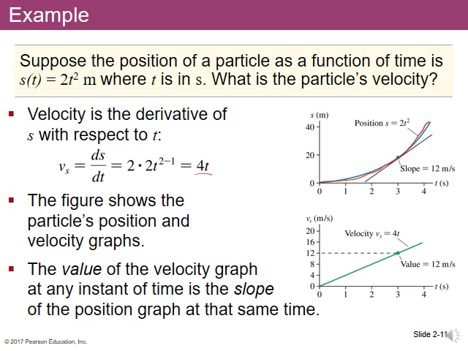So if we wanted to, for example, know what the velocity was at 3 seconds, we could plug in: velocity at 3 seconds is equal to 4 times 3, which is 12 meters per second. That's going to tell you what the velocity actually is here, and that's also going to tell you what the slope of this line is.